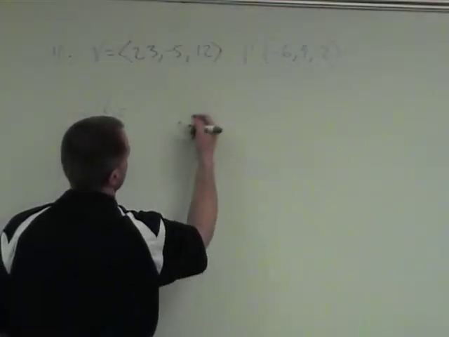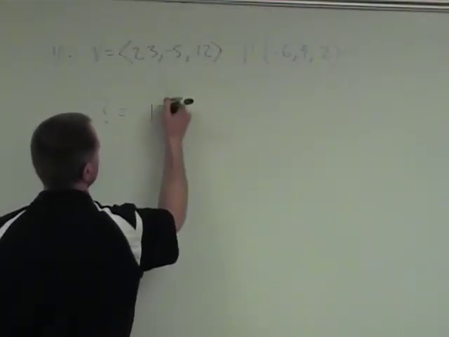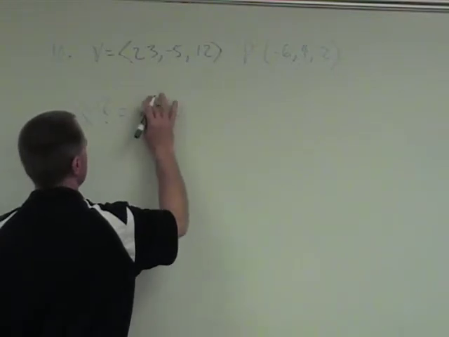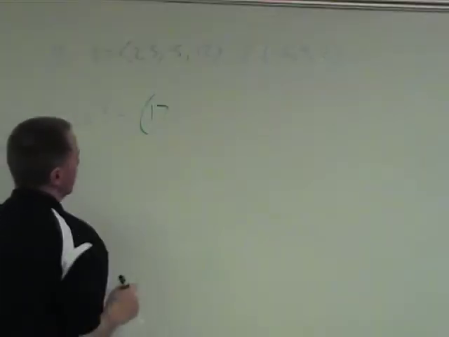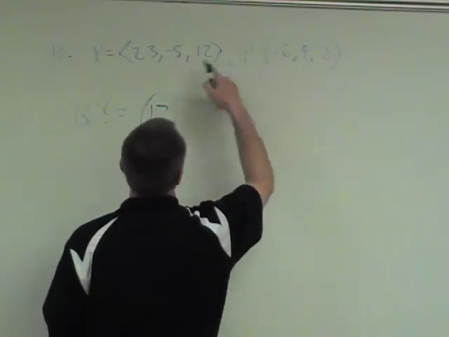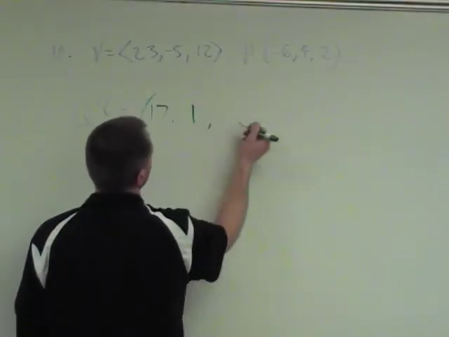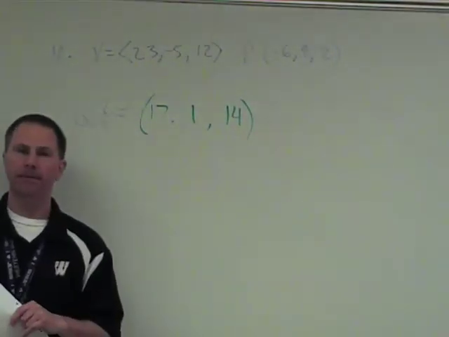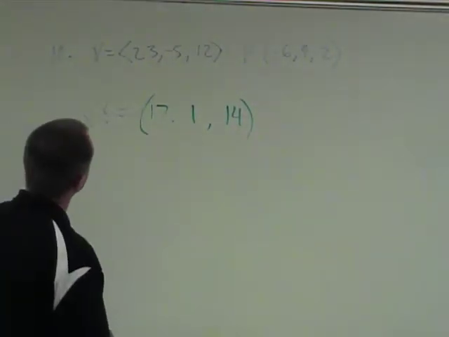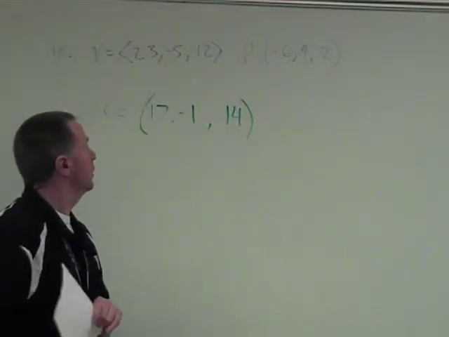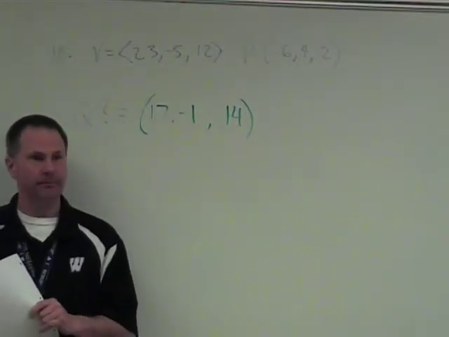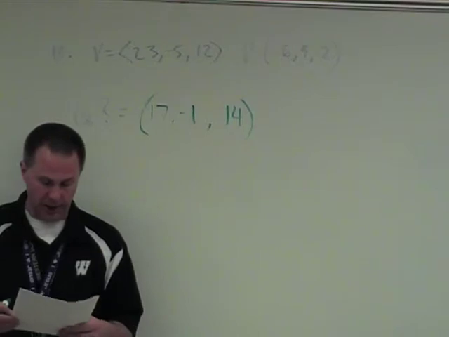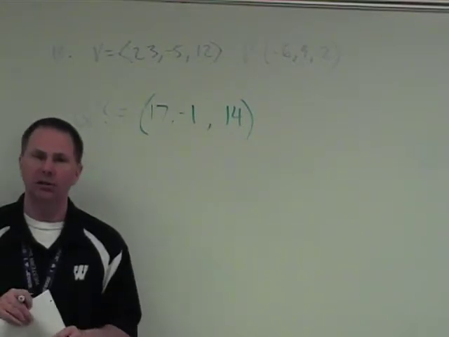Okay, so 23 and negative 6 is 17. Again, it's a coordinate. Make sure you use the right brackets. 4 and negative 5 is 1, and 2 and 12 is 14. We got that right. Negative 1? Did I do it wrong? Yeah, thank you. Negative 4 and negative 5 is negative 1. Good job.